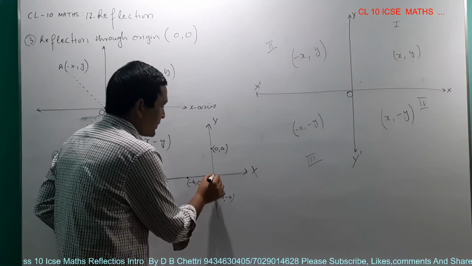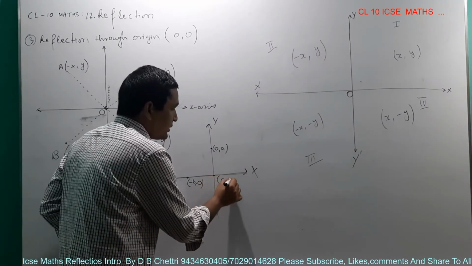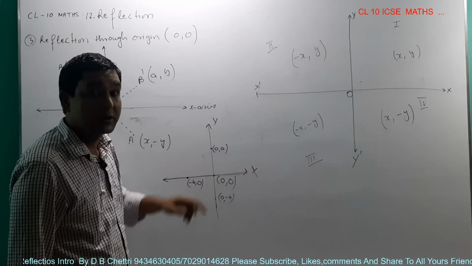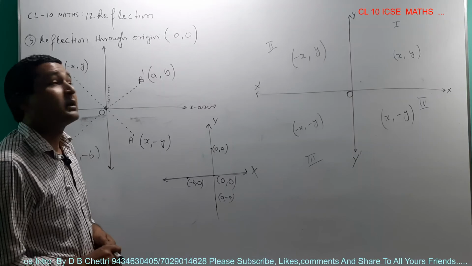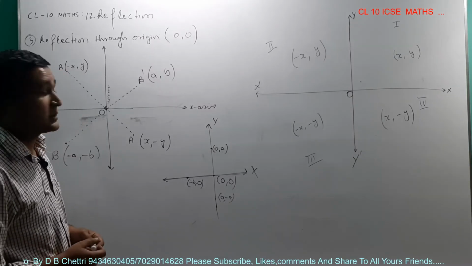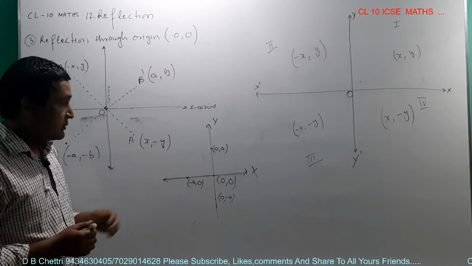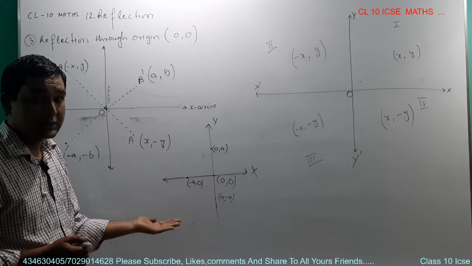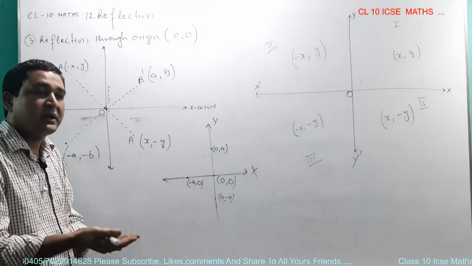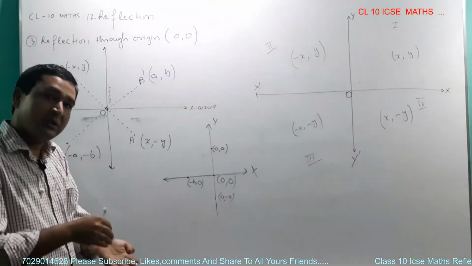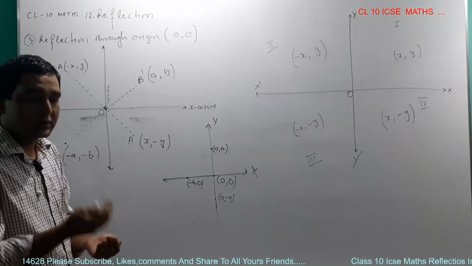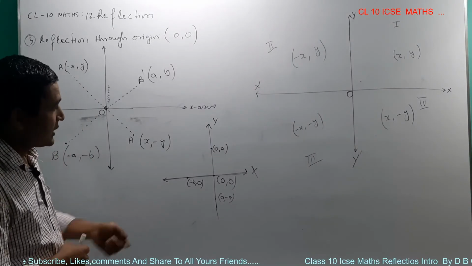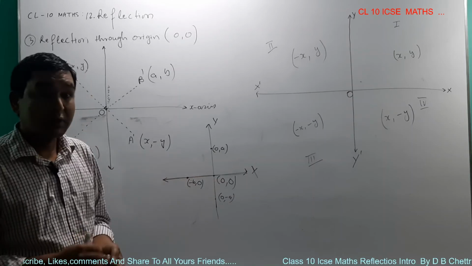And remember, the origin is an invariant point for any reflection through any axis. I think you got the idea. If there is a point on the x-axis and it is reflected through the same x-axis, then the image remains there and the coordinates are the same. That point is called an invariant point, and 0, 0 is the invariant point for all conditions.